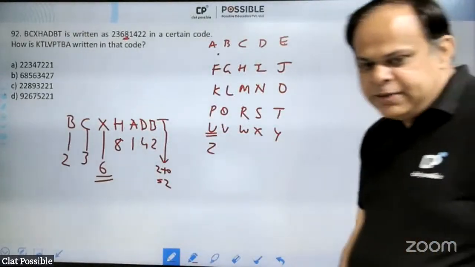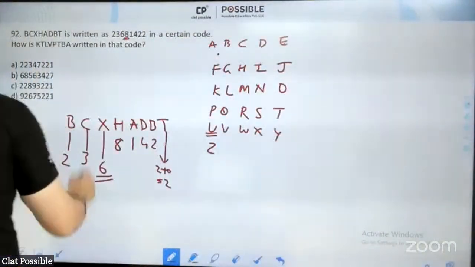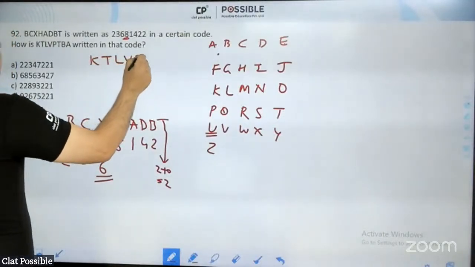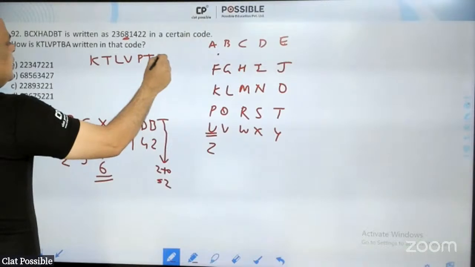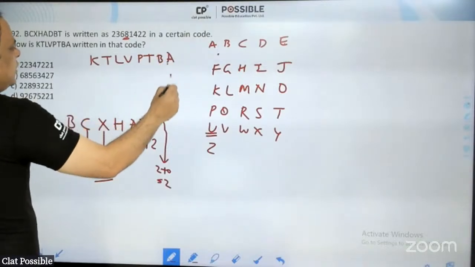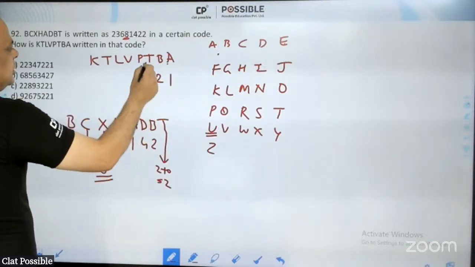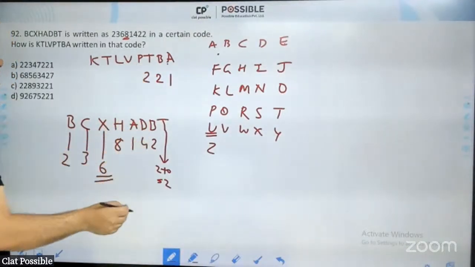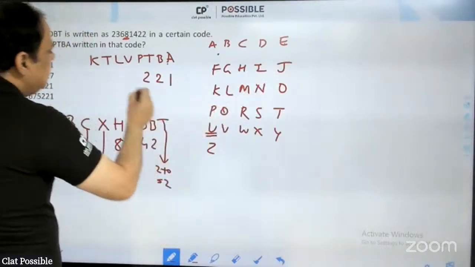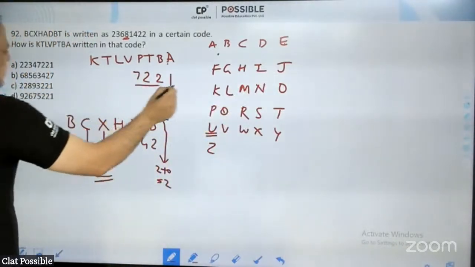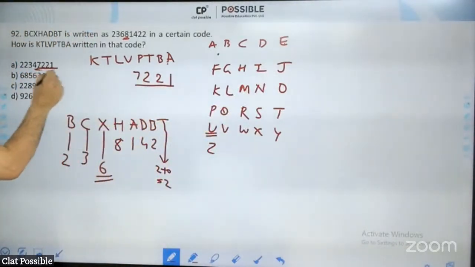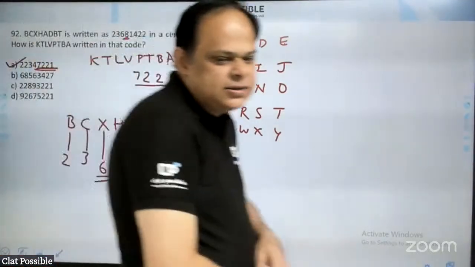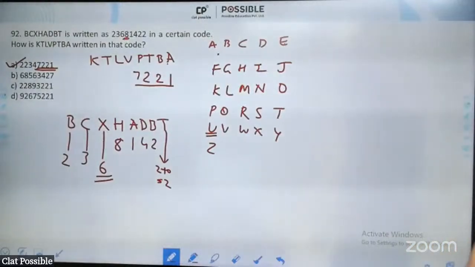The same thing we will apply for KT, LBP, PT, BA. So A should end with 1, B should end with 2. T is also 20, so 20 is 2 plus 0, 2. P is 16, 1 plus 6, 7. So ending with 7 2 2 1. That is the only option. So A is the right answer.